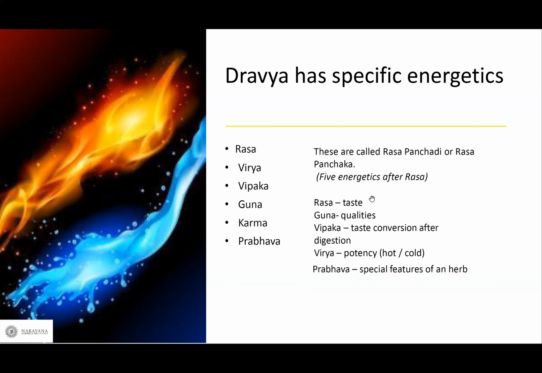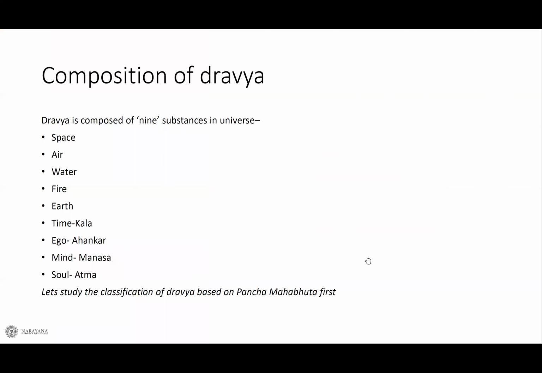And we all know the meaning of these words. Rasa is taste. Guna is qualities. Actually, after rasa comes virya, potency. Right? We all know the meaning. Okay, let's move.